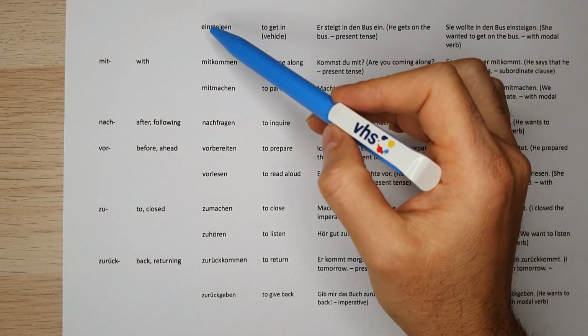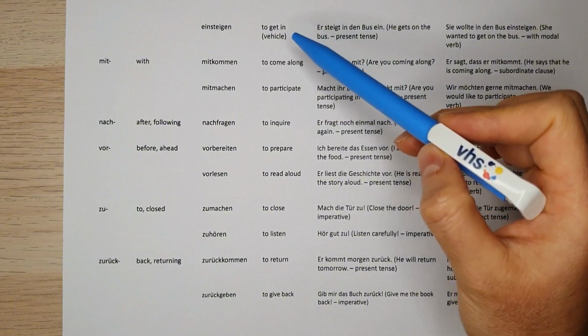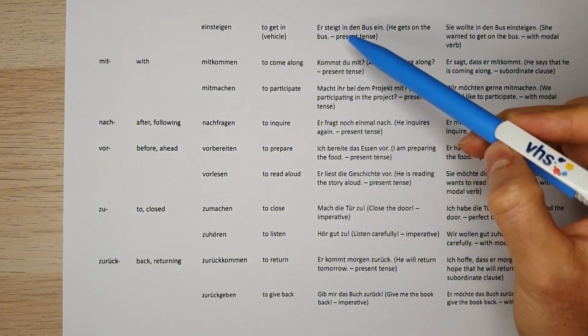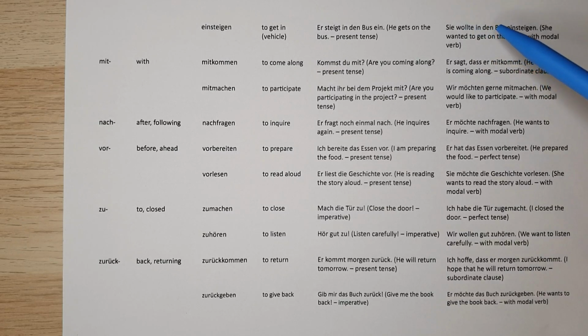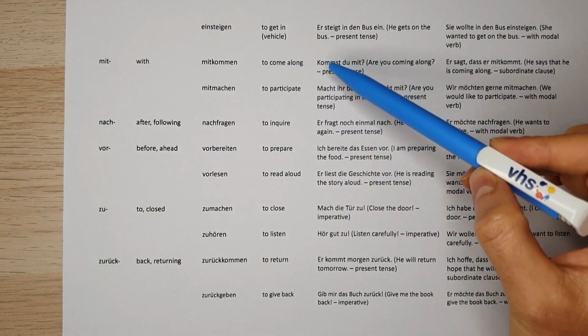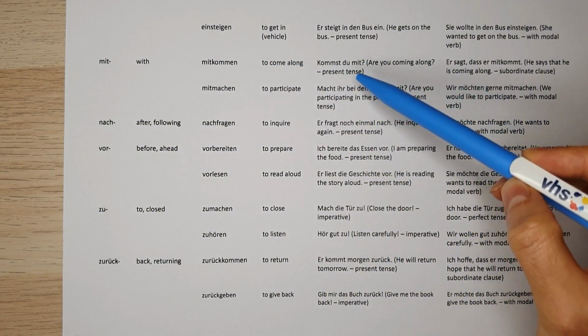So some other examples will be einsteigen, to get in. Er steigt in den Bus ein. He gets on the bus. Present tense. Sie wollte in den Bus einsteigen. She wanted to get on the bus, with modal verb in this case. Mitkommen, to come along. Kommst du mit? Are you coming along? Present tense.